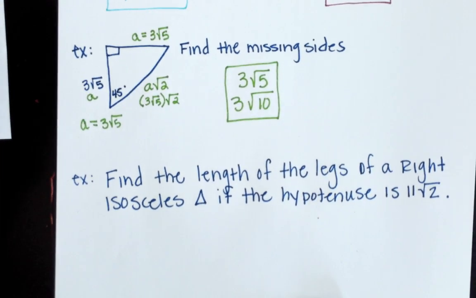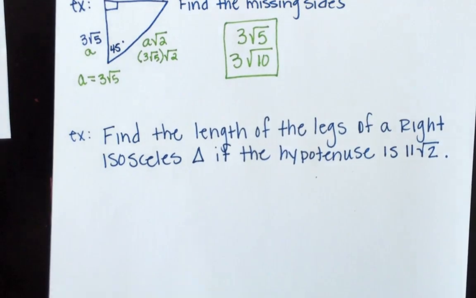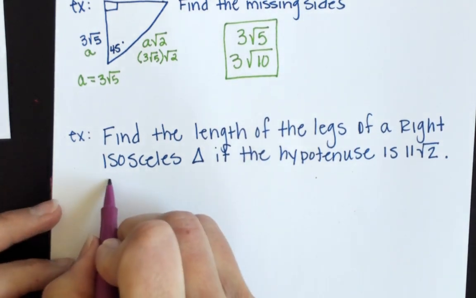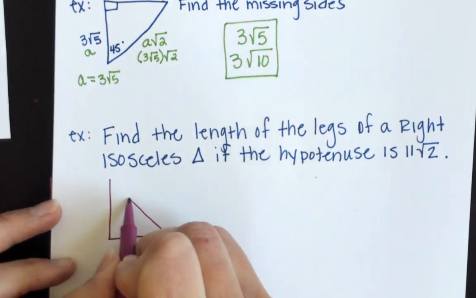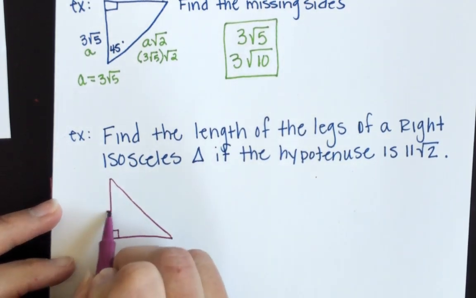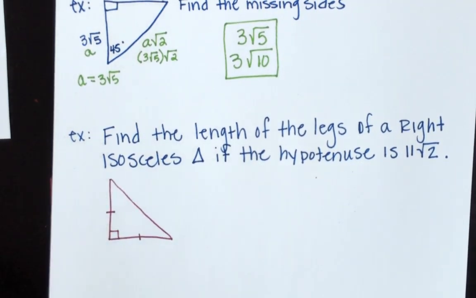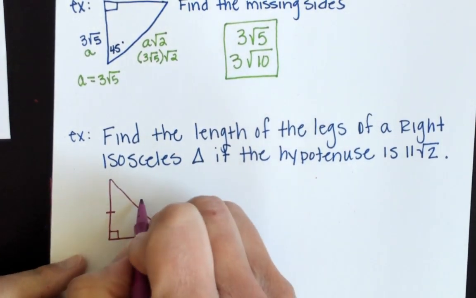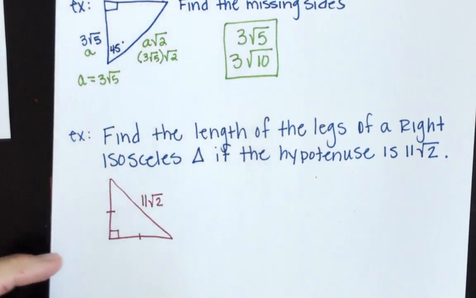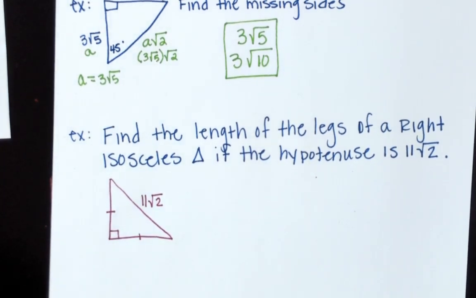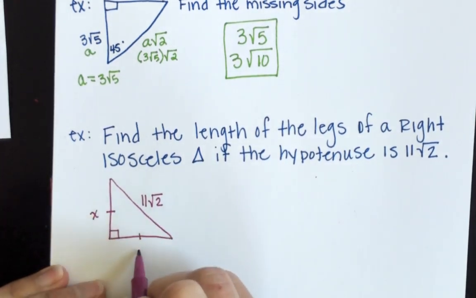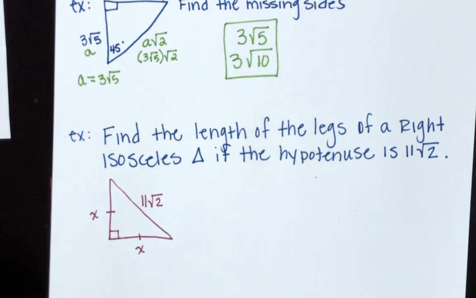So this question, all in words, and I do suggest drawing it out. So what I'm going to do is all of the above. I'm going to draw this out. It says that it's right isosceles, so right away I put all my tick marks in. And it does say that the hypotenuse is 11 radical 2. Now, what I do know is that the unknown sides are going to be the same. So I can put them as x and x.